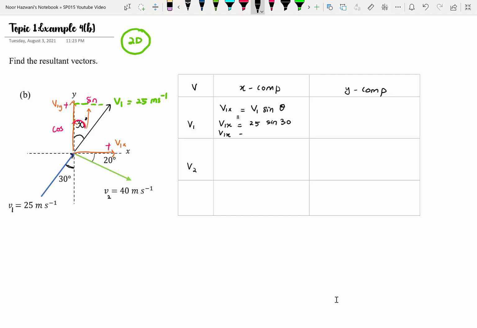You press the calculator, and make sure your calculator is in degree unit. Okay, so you will get 12.5 meter per second. Okay, that's for V1X, and then you proceed to V1Y. So V1 cos theta. V1 is 25, cos 30. Press the calculator, then you will get the value for V1Y is 21.65 meter per second. Okay, we are done with V1 and then proceed to V2.